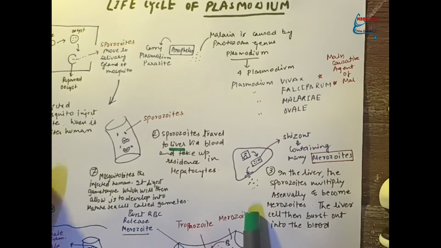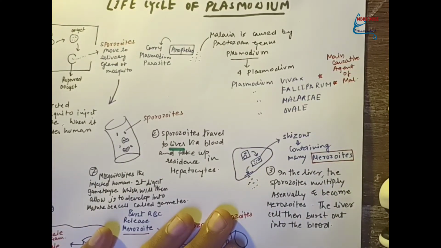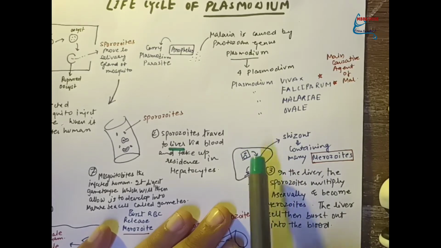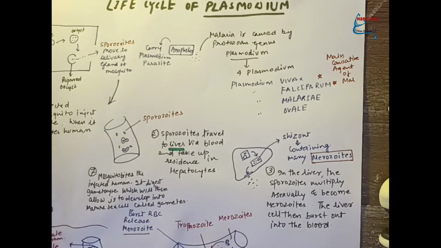Now, the third step is, in the liver, the sporozoites multiply asexually and become merozoites. The liver cell then bursts out into the blood. It simply means that after the asexual reproduction, the sporozoites give rise to merozoites. And then in the fourth step, in the blood, the merozoite invades an erythrocyte and multiplies again until the cell bursts.